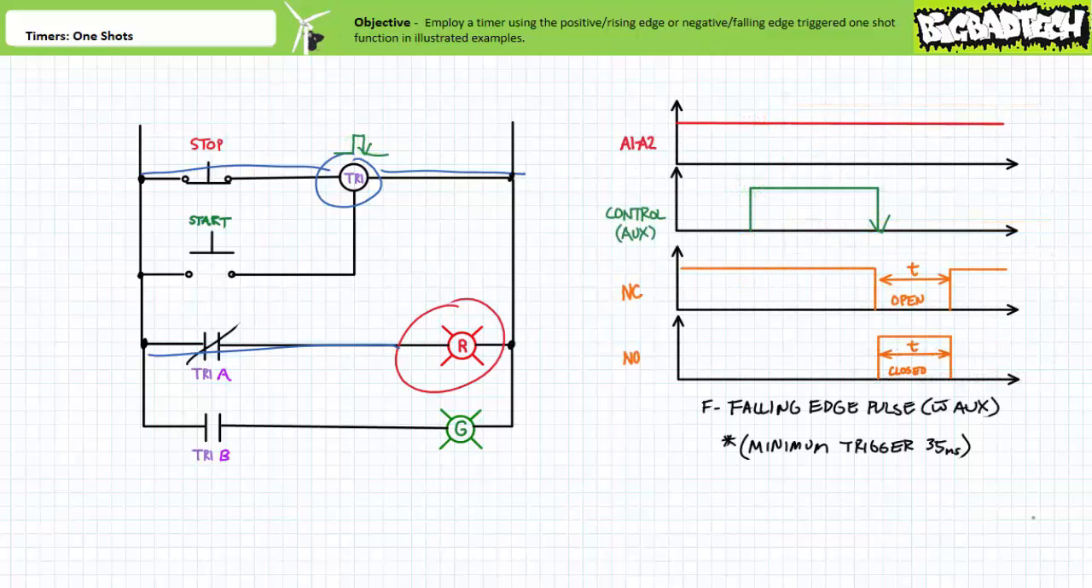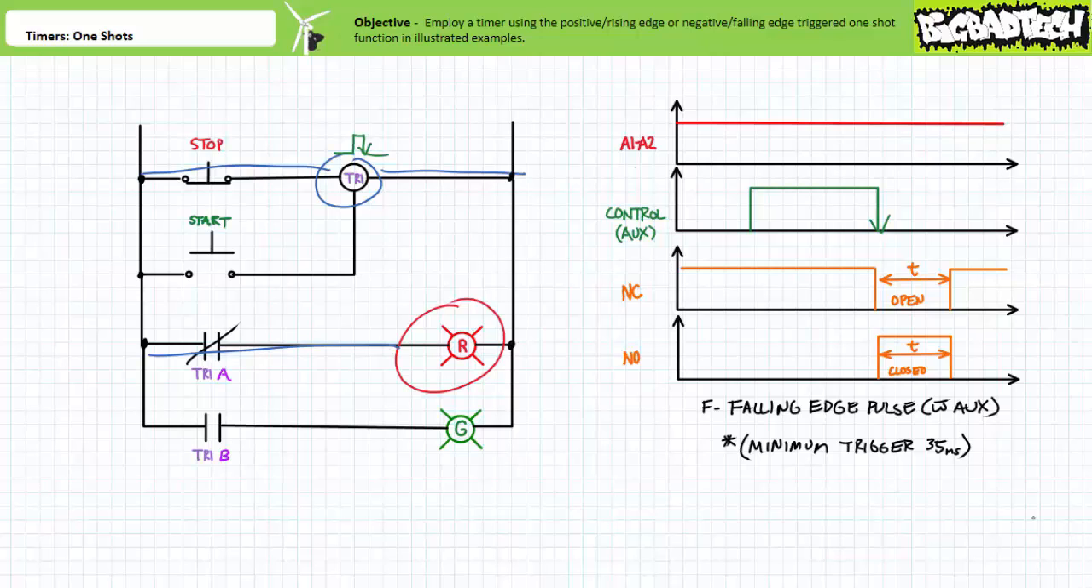Let's now examine the same system's response if the timer relay was performing function F, the falling edge pulse function with auxiliary voltage, essentially a negative edge triggered one-shot. And the timer executing the one-shot function is negative edge triggered. It's non-retriggerable, has no reset, and it is set to execute a 5-second delay. Note the start state of this circuit is red light on, green light off.